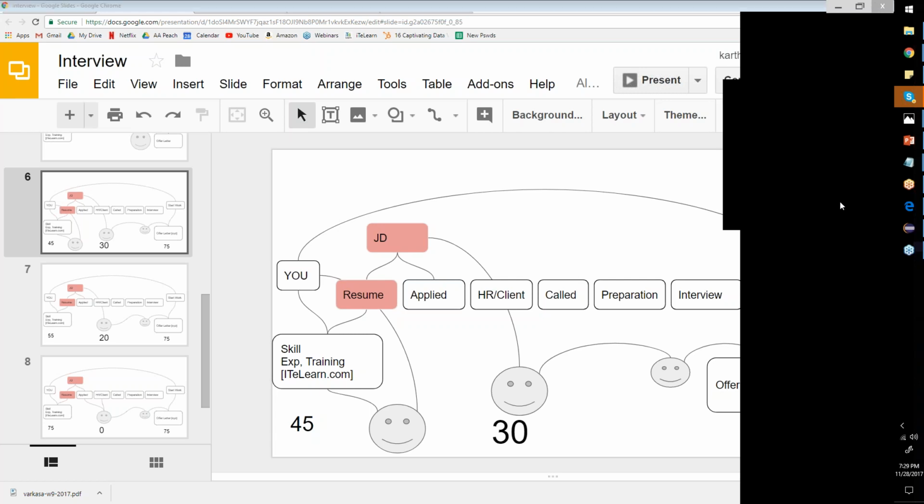What is the name of the company? The company name is Varkasaing. iTeLearn is the training wing of Varkasaing.